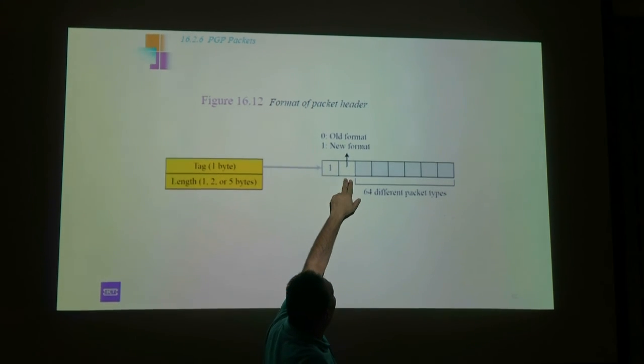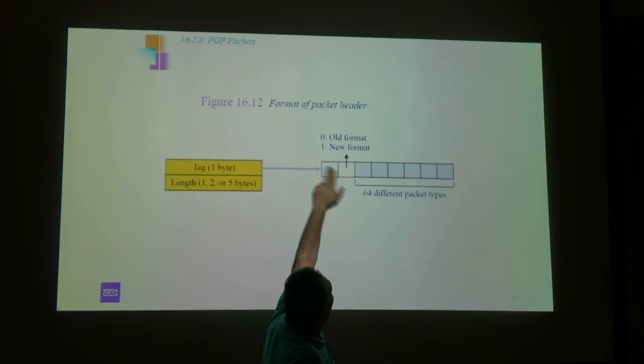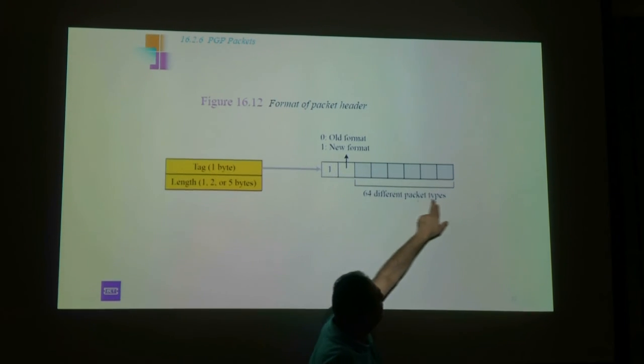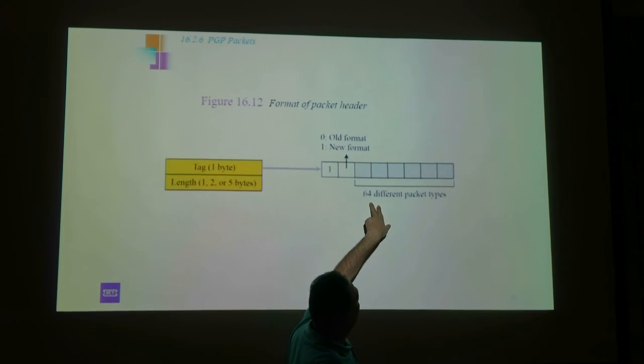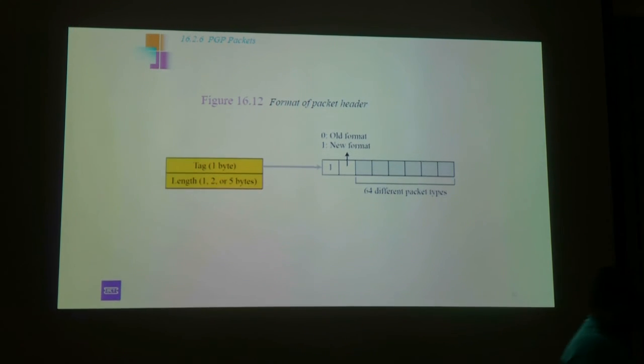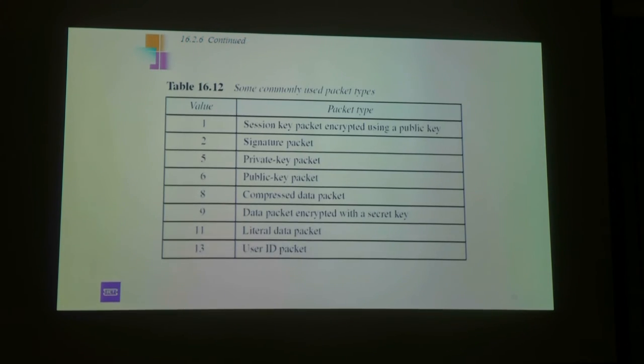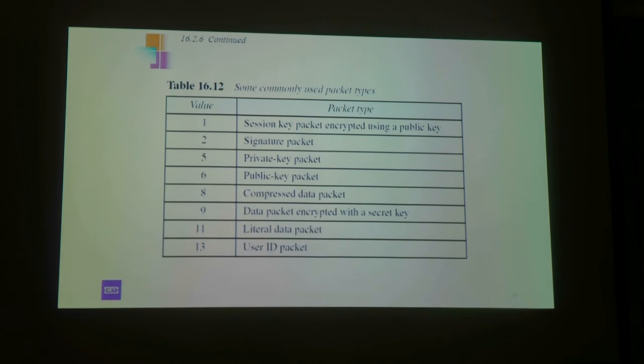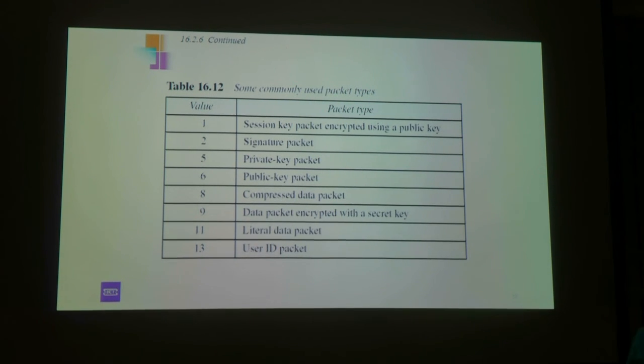it starts with one, and there is old format and new format. Mostly it's one for new format. And the next 6 bits, 2^6 give you 64 different packet types. There are different packet types. These are some of the common packet types. Okay, you could send different packets.